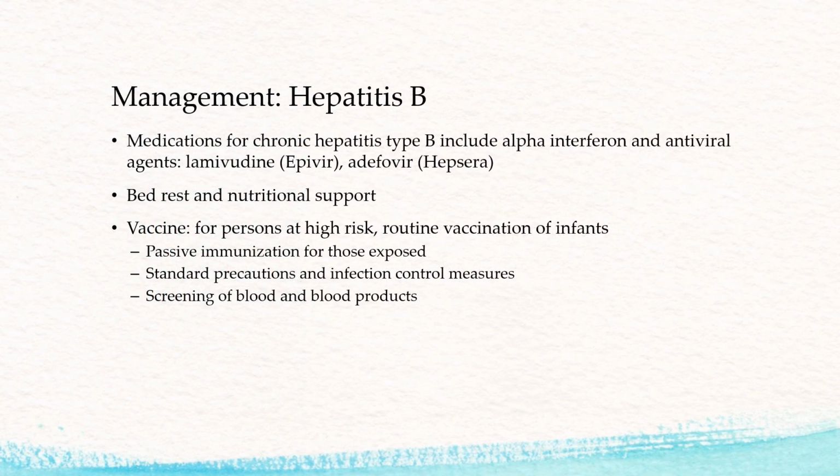So we're going to manage it pretty much the same way. So medications for chronic hepatitis B include those alpha interferons and antiviral agents. Bed rest, nutritional support. Again, those at high risk should get the vaccine, so we have all been vaccinated for that.